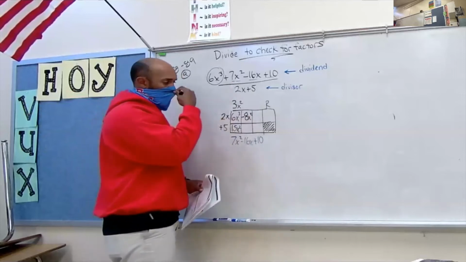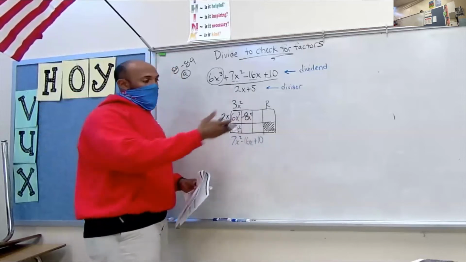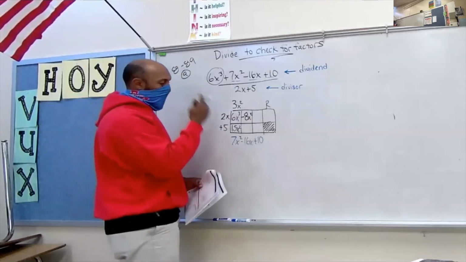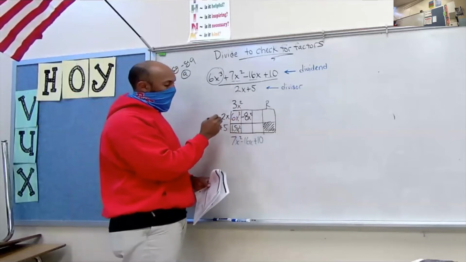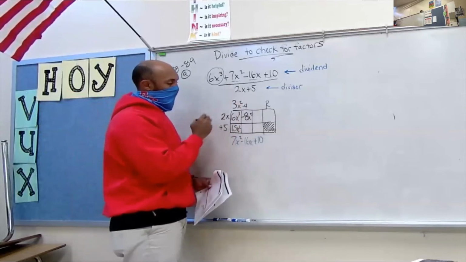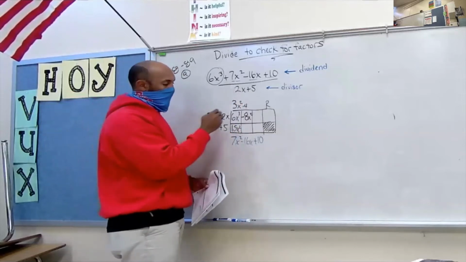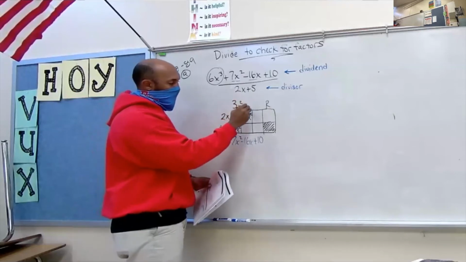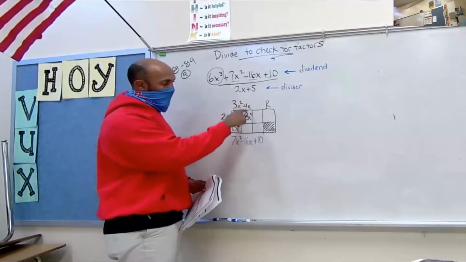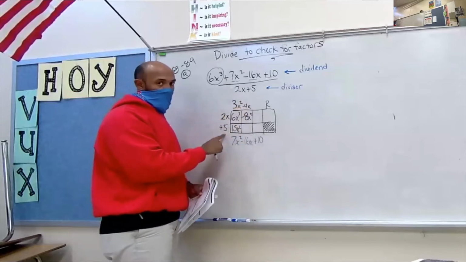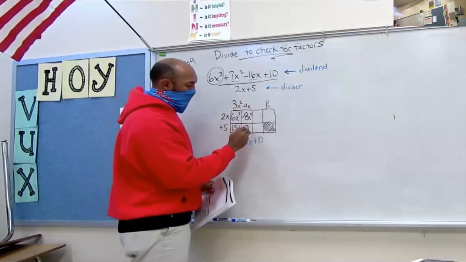Now the steps are the same, just like you did in the first column. I say, okay, 2x times what gives me negative 8x squared. Well, first, negative 4 times 2 gives me negative 8. X times x gives me x squared. And then I multiply down. So negative 4x times 5, negative 20x.